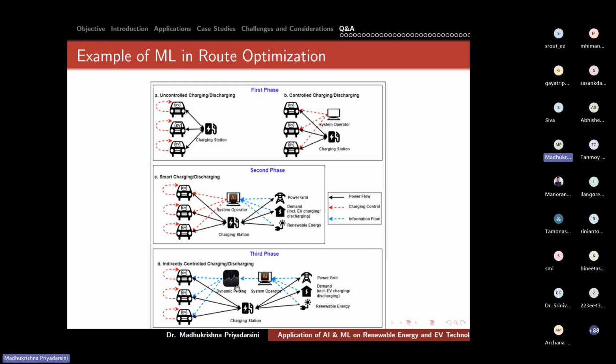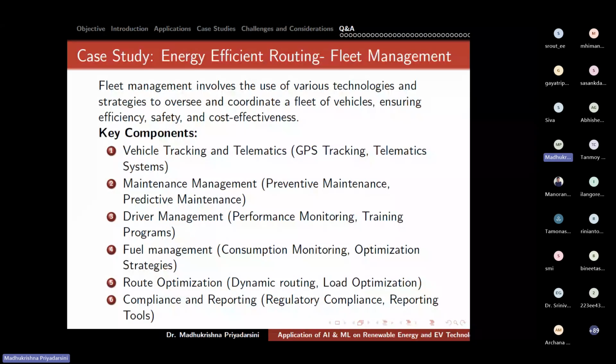So basically this third phase is for autonomous vehicles, the AV, because no driver is present. So seeing all these pricing and the demands, the machine is going to find out the output or decide which route I need to take and how I'm going to proceed for that. And this is energy efficient routing, that is the fleet management.